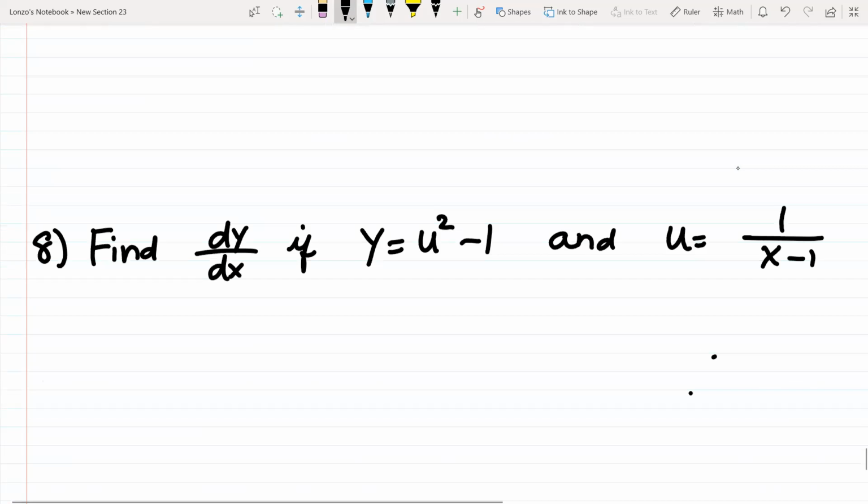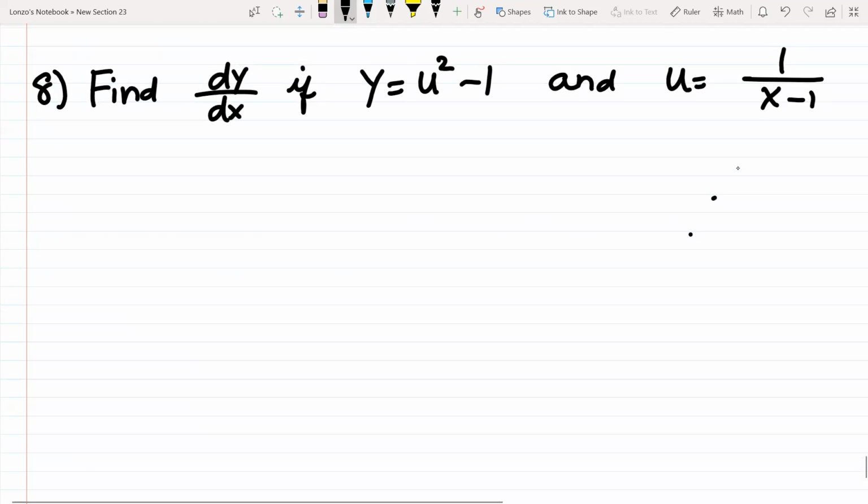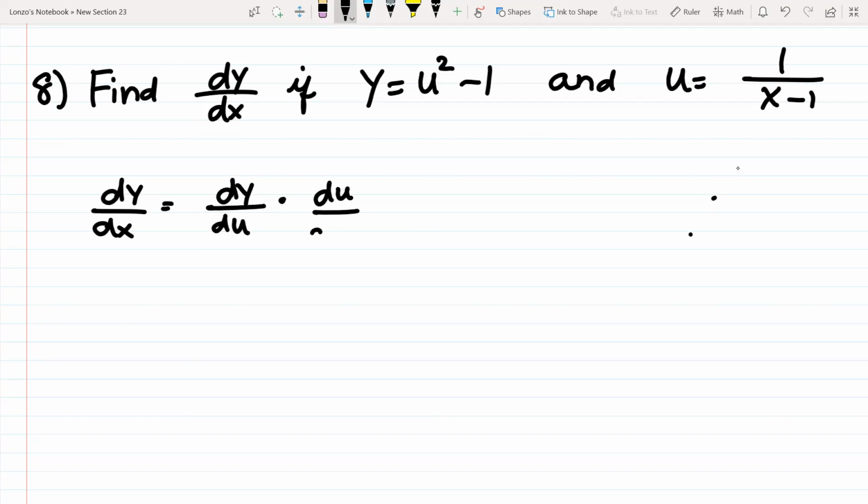Okay. Let's move on to the last one. So it says find dy dx if y equals u squared minus 1 and u equals 1 over x minus 1. So this sounds kind of weird. Just recall that to find dy dx, you need to do dy over du times du over dx. So you can see the du cancels, so you're left with dy over dx. So first, let's find dy over du. So it's from here.